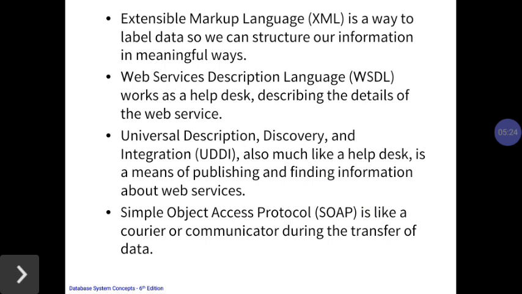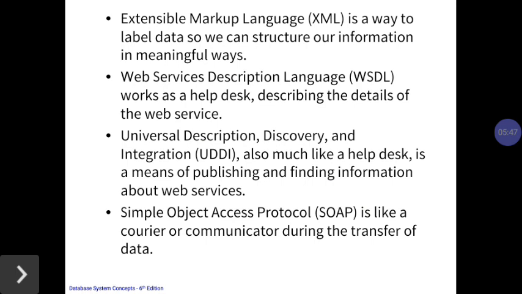So here the components are explained. And what is XML? You all know about XML, that is, Extensible Markup Language. Actually it doesn't have any particular structure, but XML is used to incorporate the information in a meaningful way. And what is WSDL? It is the Web Service Description Language.